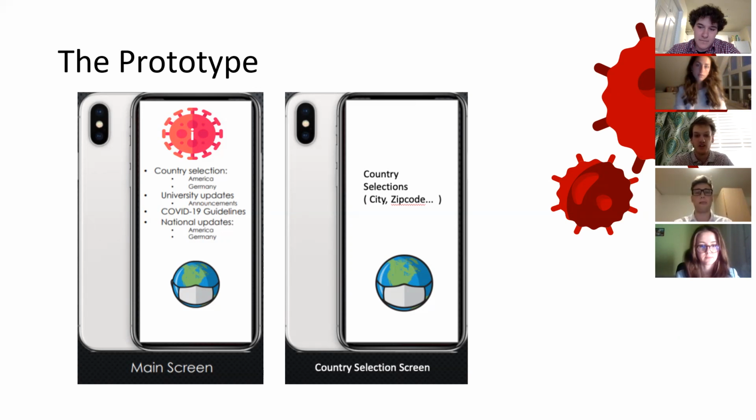The COVID-19 guidelines will give you guidelines on where you're at, the country or where you're currently at, about updates. And then the national updates will just give you breaking news on the country, America, or if they're trending towards lower infection rates or higher infection rates. And now we'll continue on to subtask 5.4.